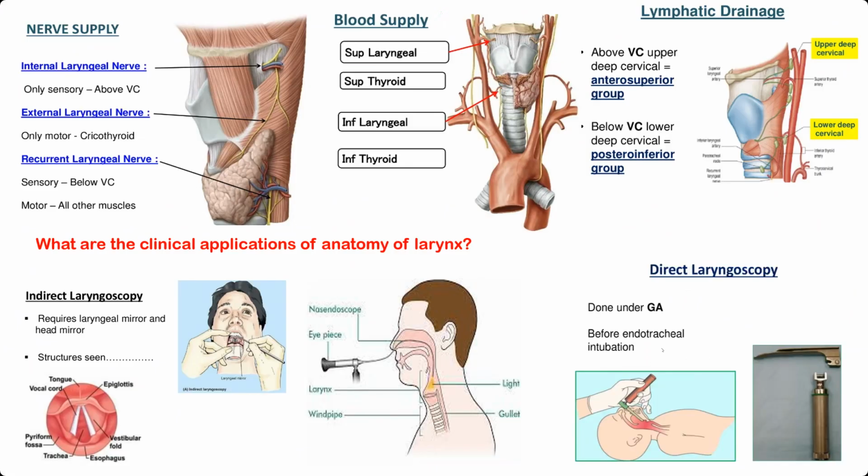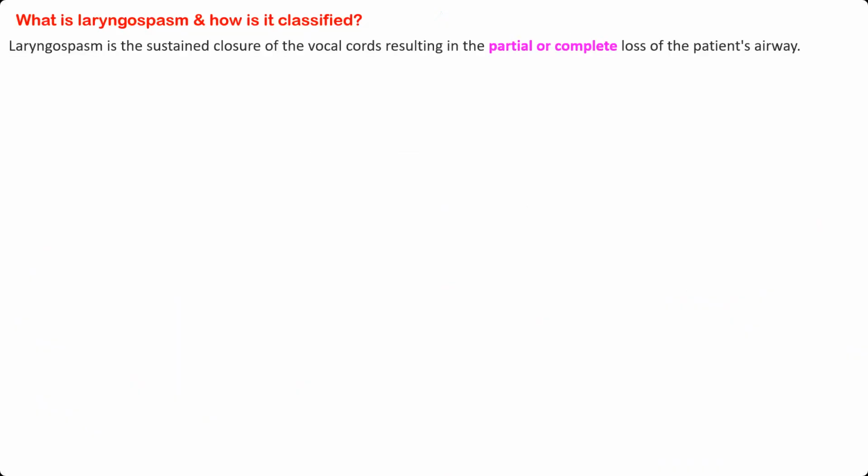And all of you are aware that we do direct laryngoscopy to visualize the cords before intubation. So that is another reason why you should have a good knowledge of the anatomy of the larynx. And what is laryngospasm? This is one of the clinical complications that can happen under anesthesia. What exactly happens? How is it classified? The sustained closure of vocal cords resulting in either partial or complete loss of the patient's airway. So the classification is either partial laryngospasm or complete laryngospasm.